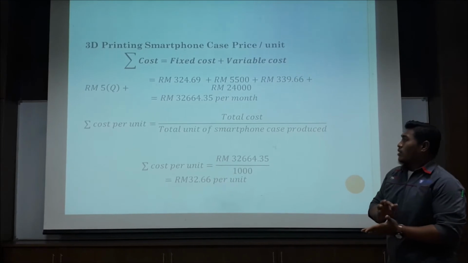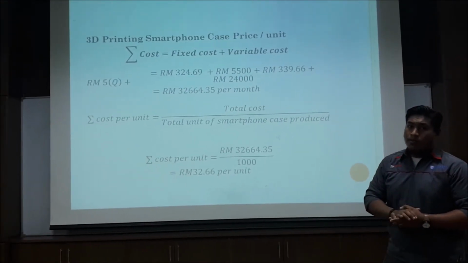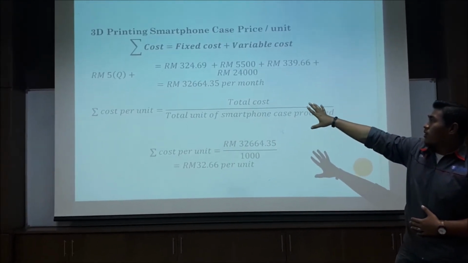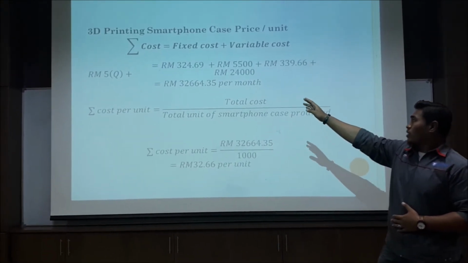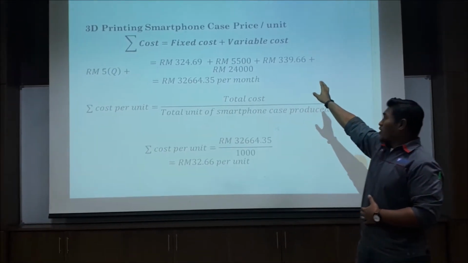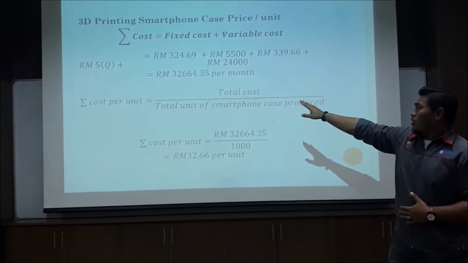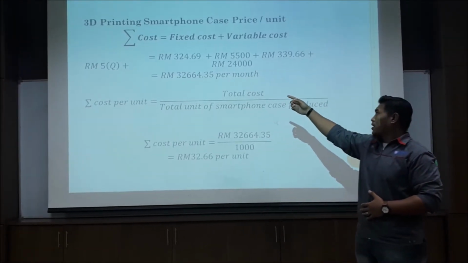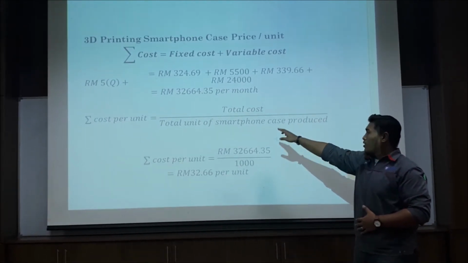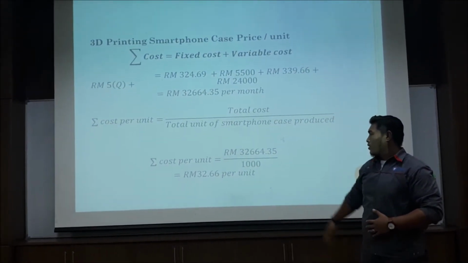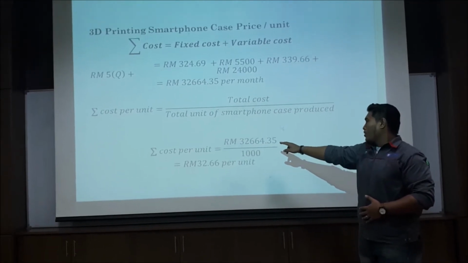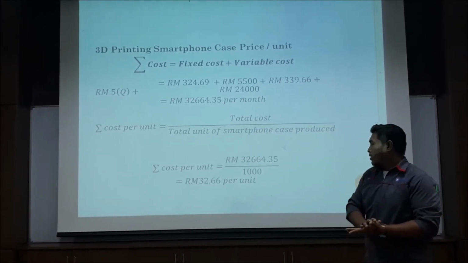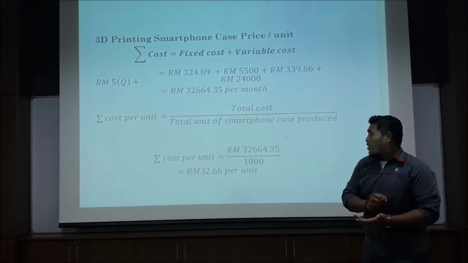For the cost per unit of each type of smartphone case, you can see the price per unit. The first one is for 3D printing. The cost is the fixed cost plus the variable cost. We can see from this formula the total units for the smartphone case. So we get 32,664.35 divided by 1,000, which gives RM32.68 per unit.